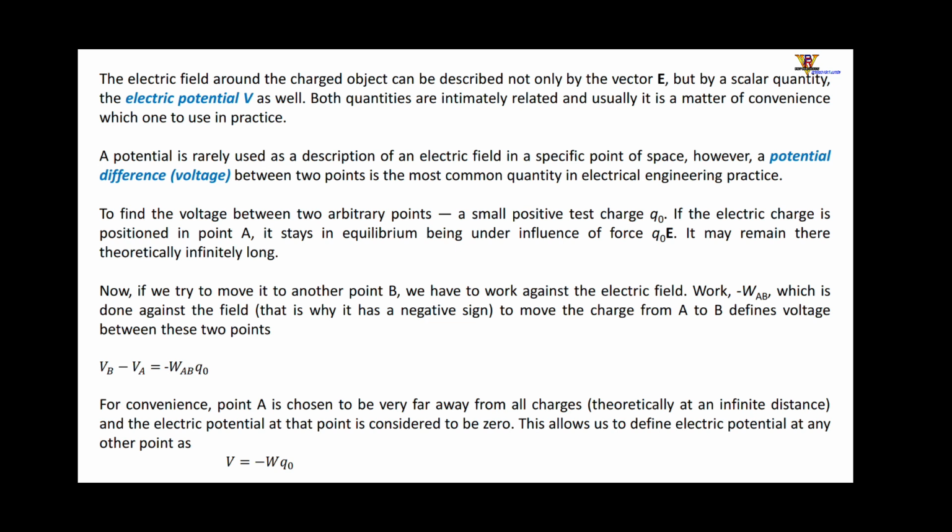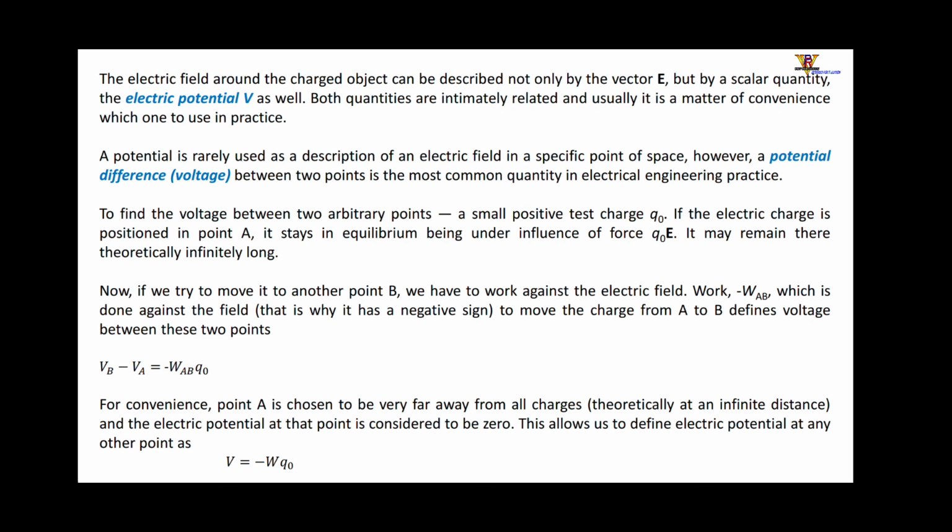But now if we try to move it to another point B, we have to do some work against the electric field, minus WAB, which is done against the field. So why is there a negative sign? Because we are doing some work against the electric field. Moving the charge from A to B defines the voltage between these two points. So VB minus VA is equal to minus WAB divided by Q naught.